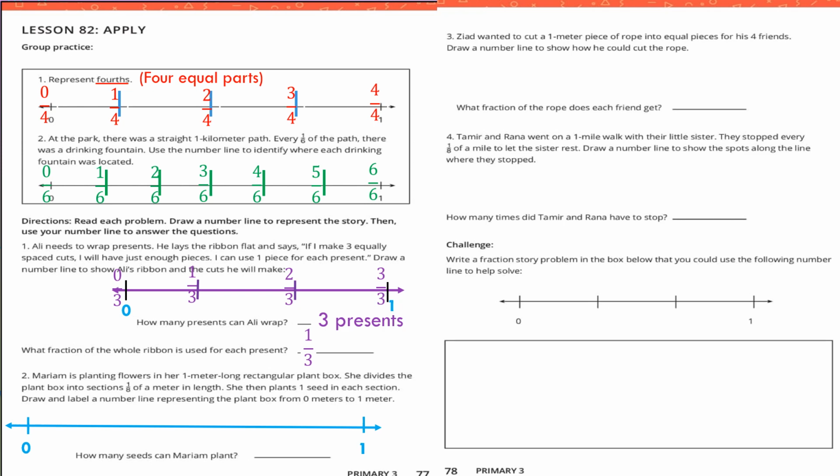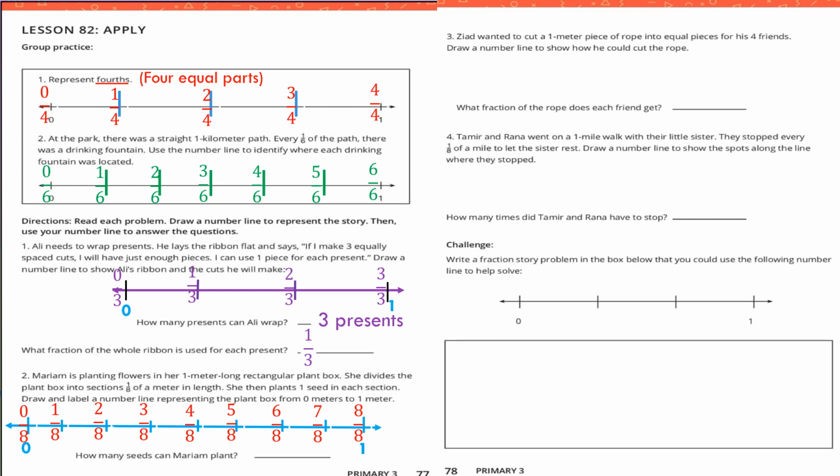Subtract 1 from the denominator. Yes, 7. We need 7 dashes. Don't forget to label each dash by its fraction. Starting from 0, 0 will be 0/8. After 0/8, 1/8, 2/8, and so on till the whole fraction 8/8.